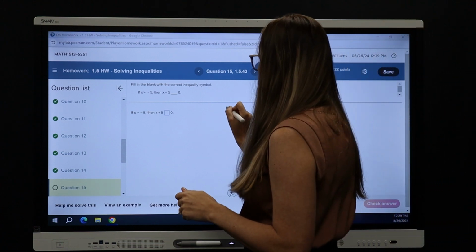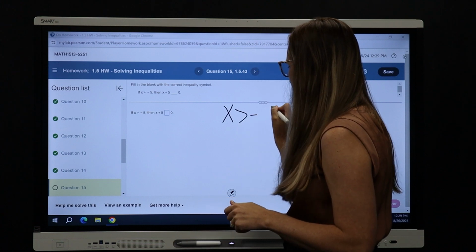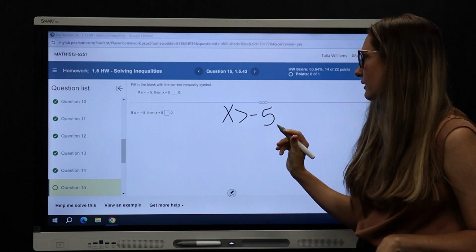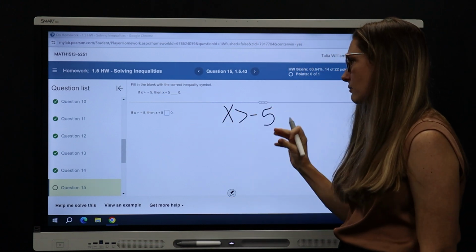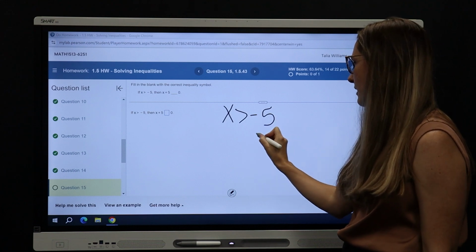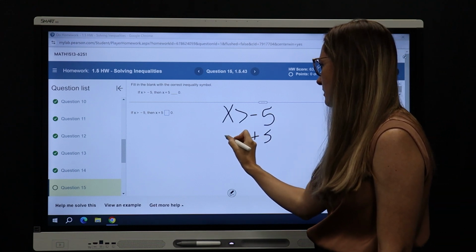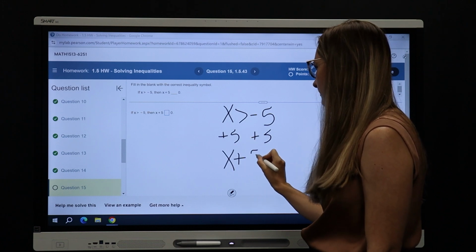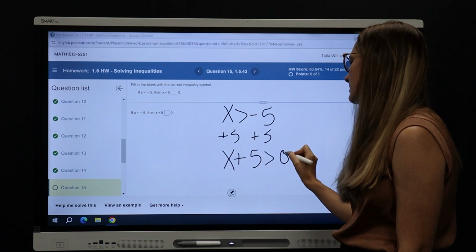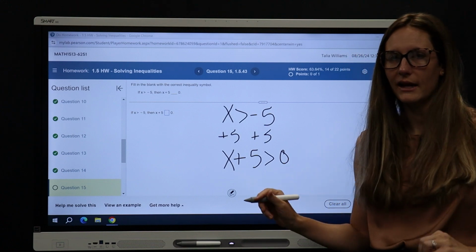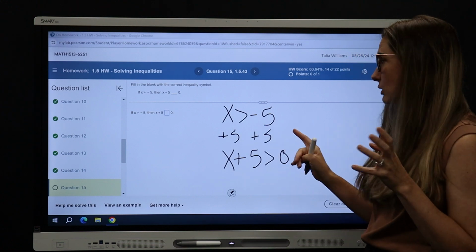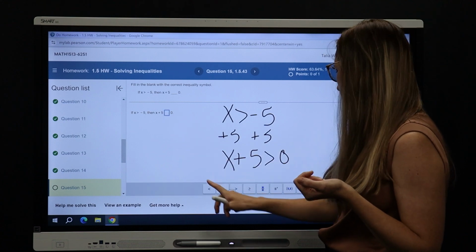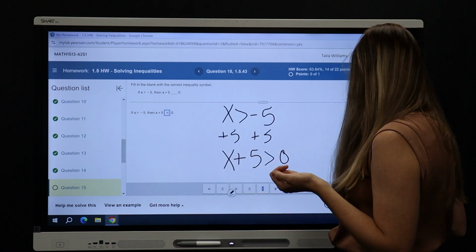Okay, this one they have x is greater than -5. And then they say then x plus 5 is blank to 0. So if I move my 5 over to my x, that's going to make x plus 5 greater than 0, because when we add and subtract, it does not change the inequality. So this inequality is greater than. Check.